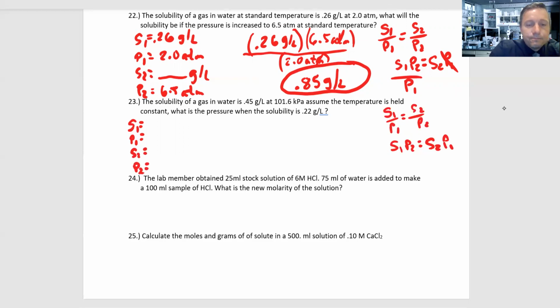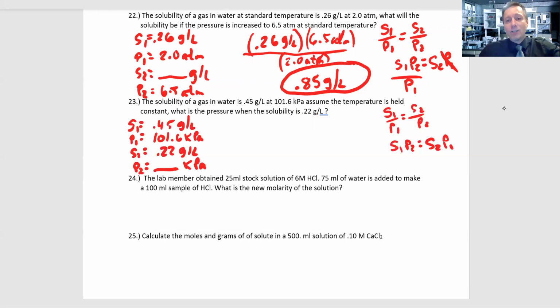P2. All right, so my solubility is 0.45 grams per liter. My pressure is 101.6 kPa. My solubility is 0.22 grams per liter. And my pressure is blank kPa. So I don't know what that one is. So that's what I'm solving for, is my pressure 2.